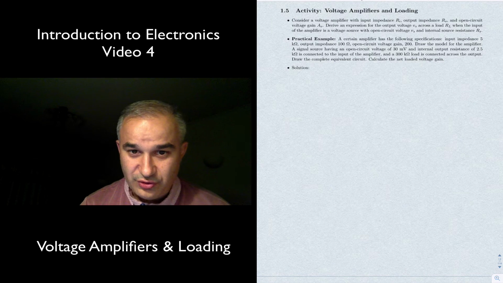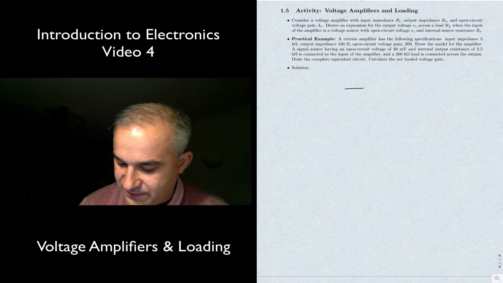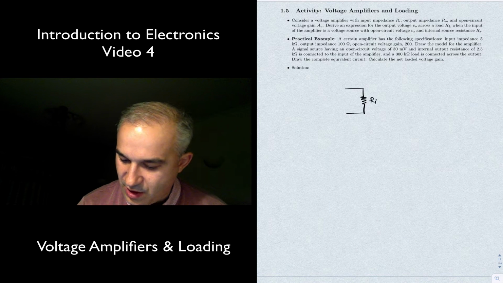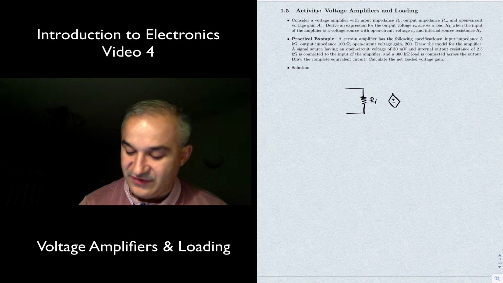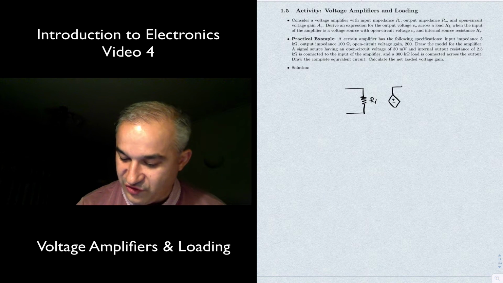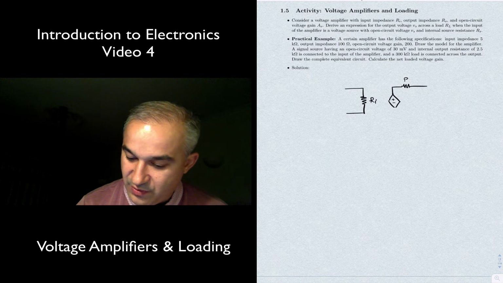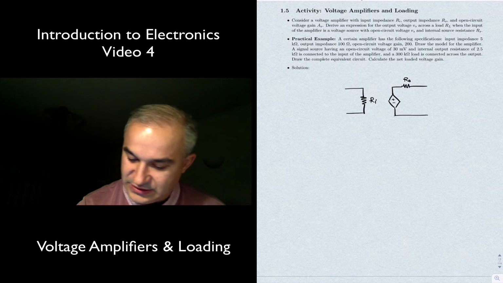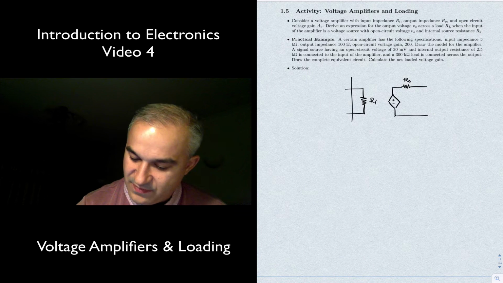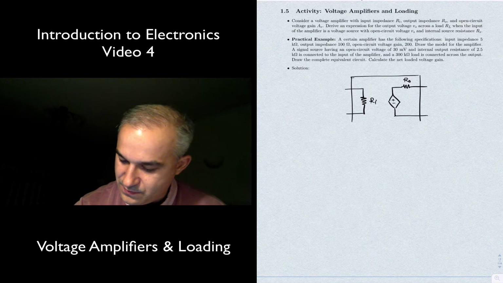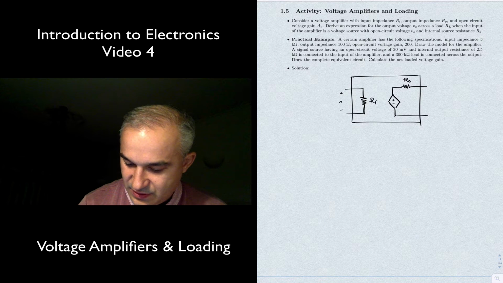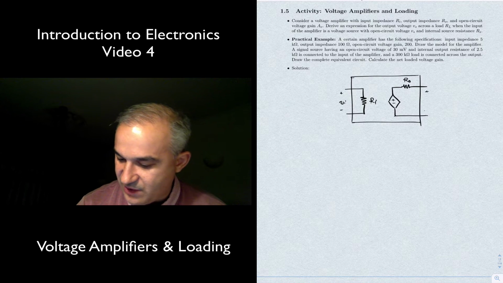Okay, so let's draw our model of the amplifier. Ri. We are modeling the amplification with a voltage controlled voltage source. We are modeling the fact that we have a finite output impedance and a finite input impedance. So here we have our amplifier model. This is our input. This is our output.